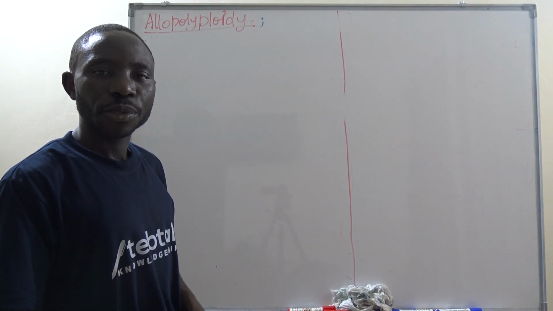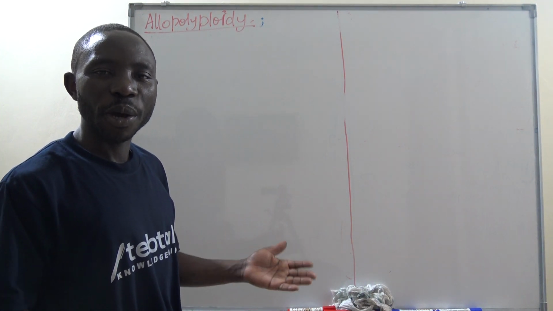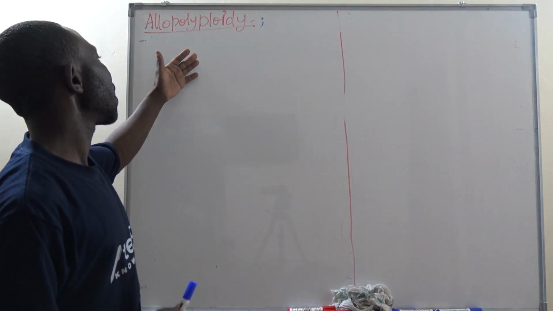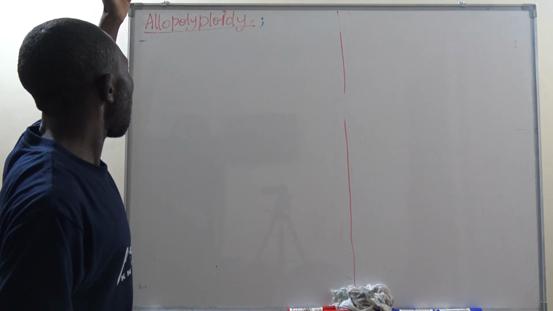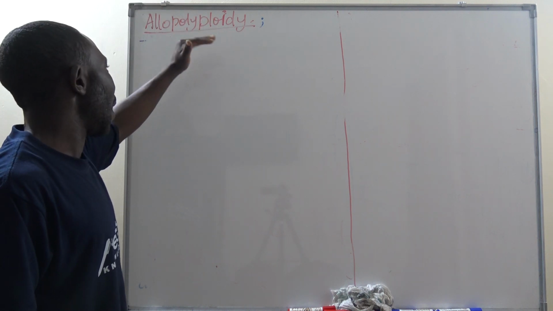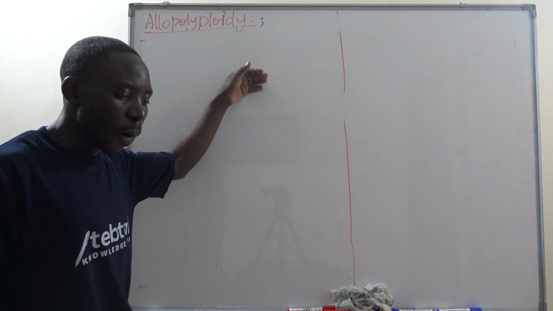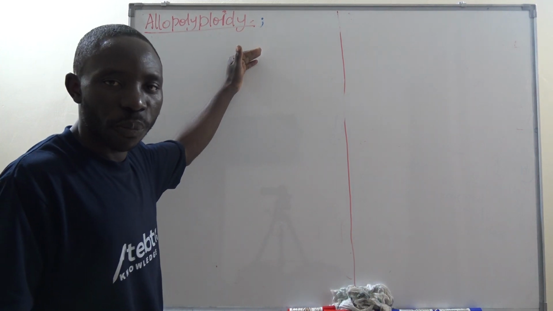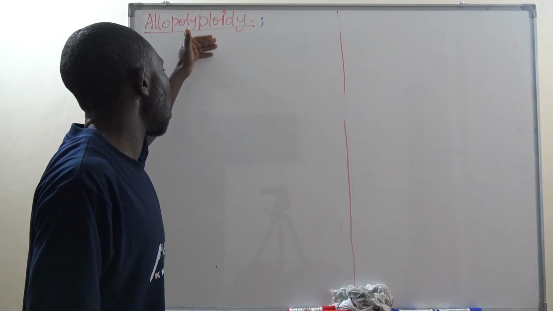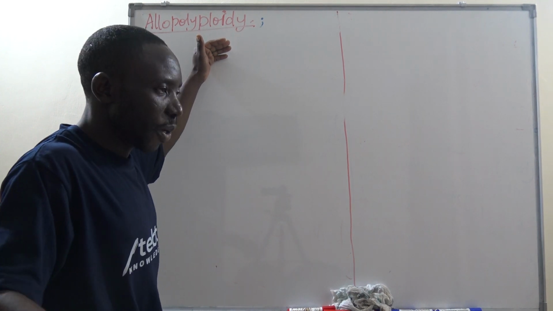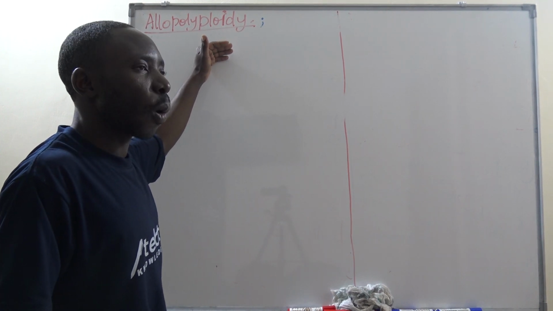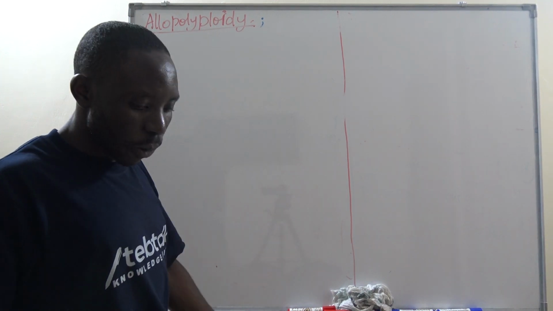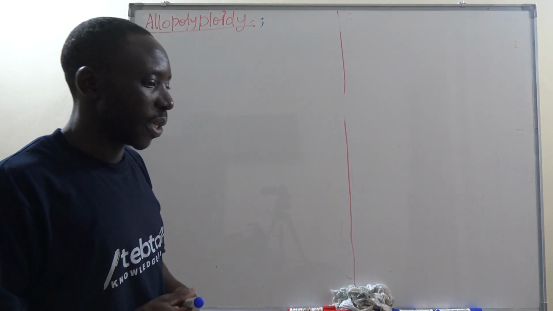Yes, dear learners, let us proceed with biology. We are still continuing with polyploidy, and this time we are going to deal with a type of polyploidy called allopolyploidy. Previously we looked at autopolyploidy, so today we are going to look at allopolyploidy.